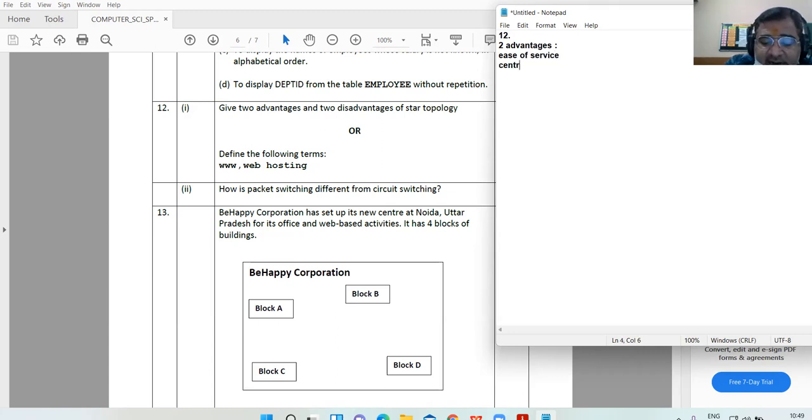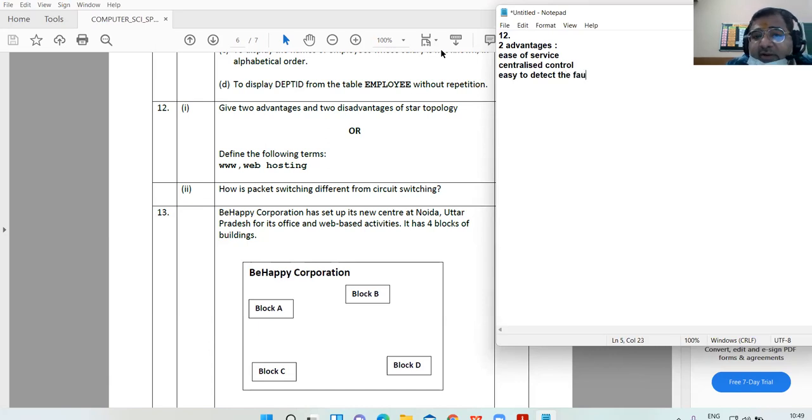Then centralized control is there, because all the nodes are attached to the central hub. The central hub has control over the entire structure. Whichever new node you want to add, the path of that node has to be connected with the central node, that is the hub. Okay. Easy to detect the fault.